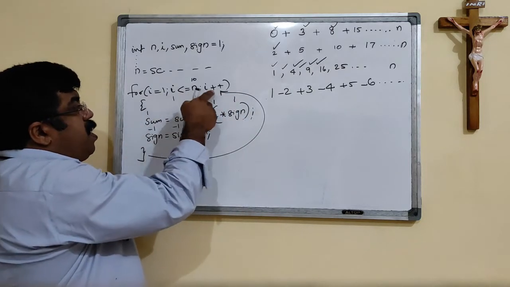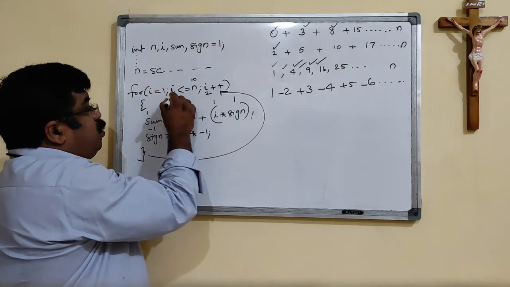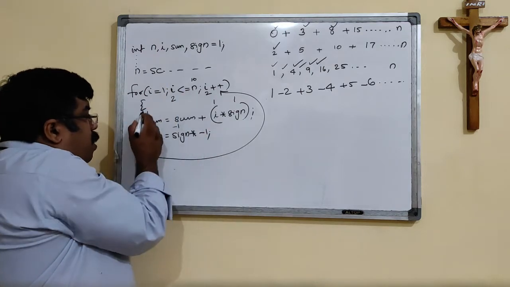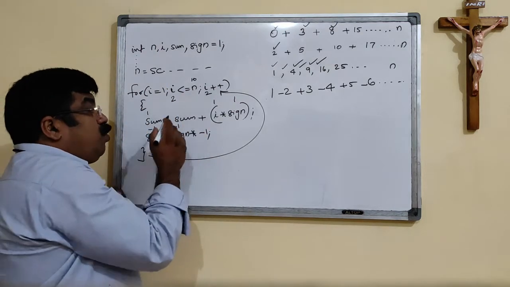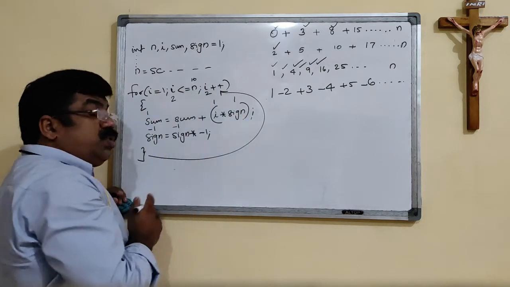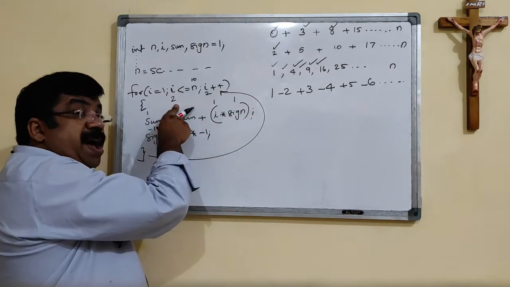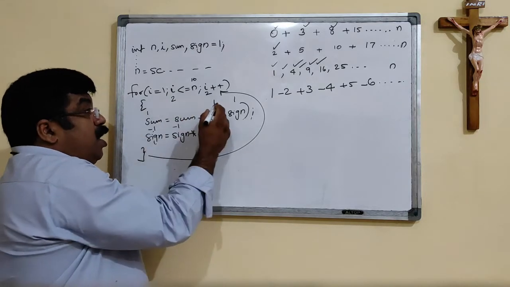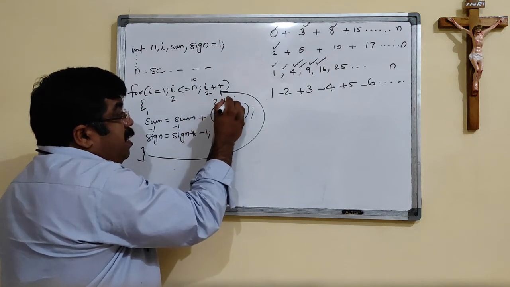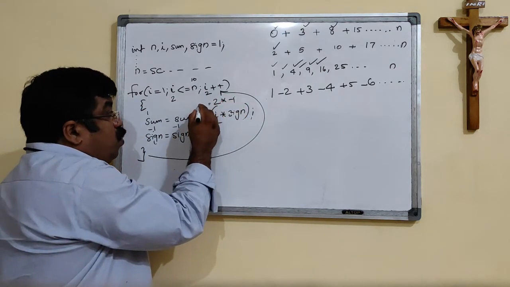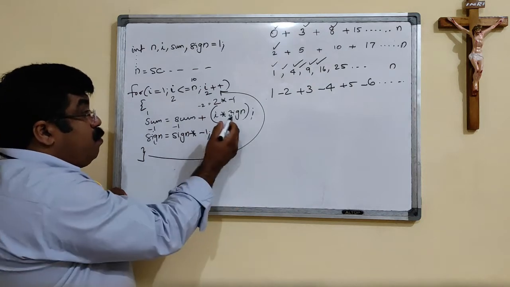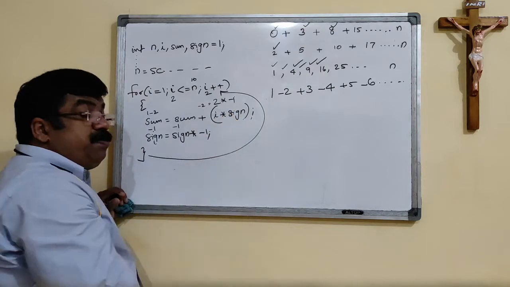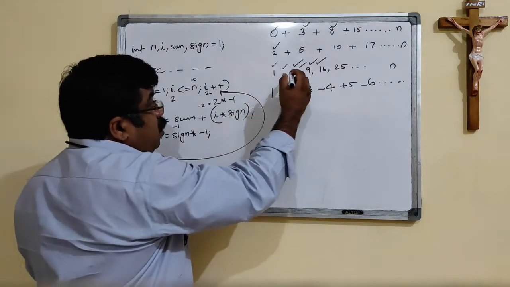I, which was 1, became 2, and 2 less than 10, the n, the term, it is true. We come to this body, sum is equal to sum plus I into sine. What is the value of I? 2, and the sine is minus 1. 2 into minus 1 is equal to minus 2. Minus 2 is added. That means it is subtracted. You see, that is what we wanted.